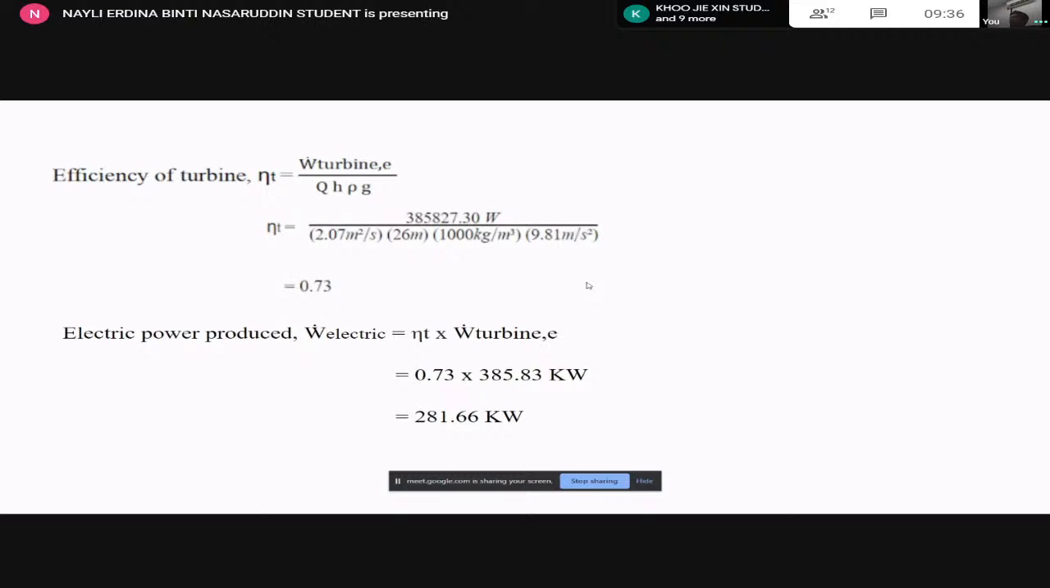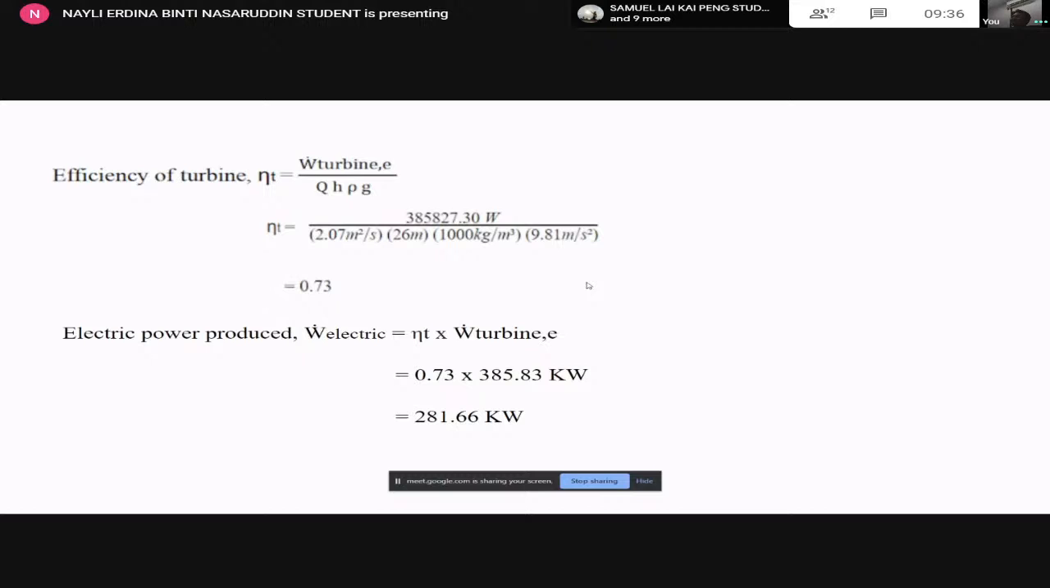Next, we need to know the efficiency of turbine using formula electrical power of a turbine divided by Q times rho g H, and the answer is 0.73, which means 73% of efficiency.